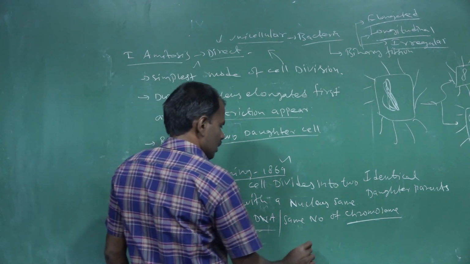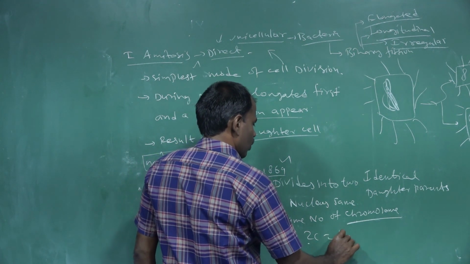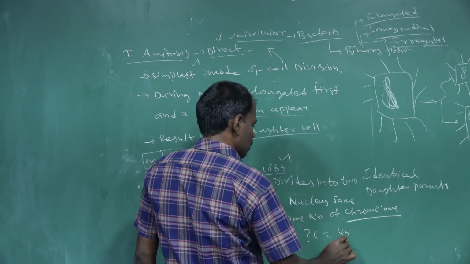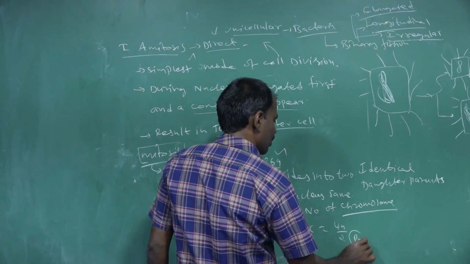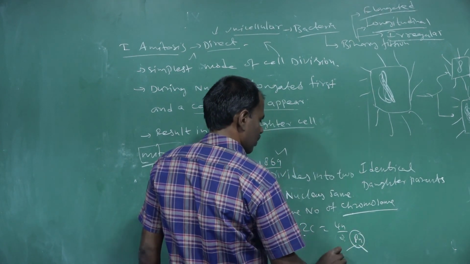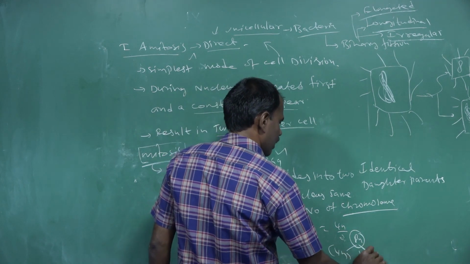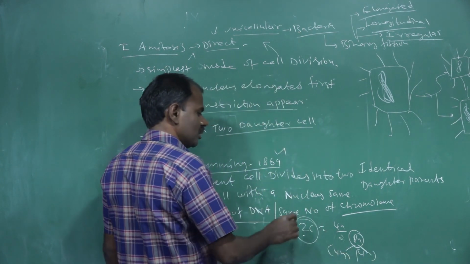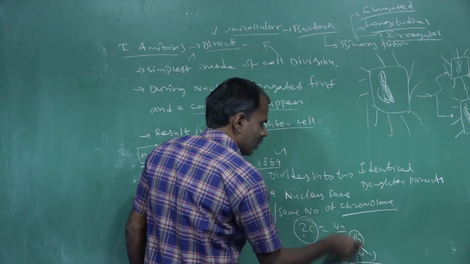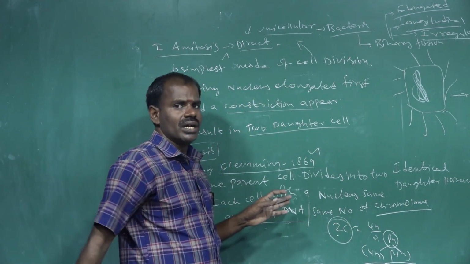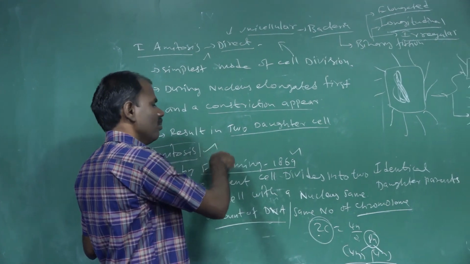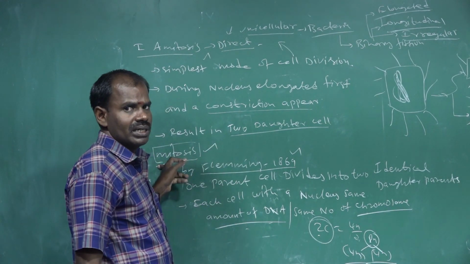For example, say 2C equals 4N. The chromosome number is the same. After completion of replication, it doubles to 8N. The doubled number of chromosomes converts to 4N and 4N. The same number of chromosomes is maintained from the parental cell to two identical daughter cells. That process occurs only in mitotic cell division.